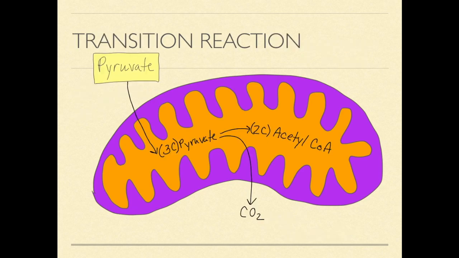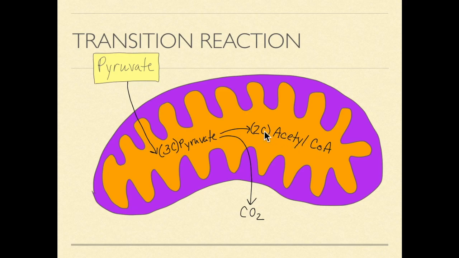All right. So what's happening is the pyruvate is entering into the mitochondria. It's going into the matrix. Once inside the matrix, the 3-carbon pyruvates are going to get converted into 2-carbon acetyl-CoAs. So I hope that it's clear that we're losing a carbon here in this process. It's called the transition reaction, and we're ending up with 2 acetyl-CoA molecules as the product.